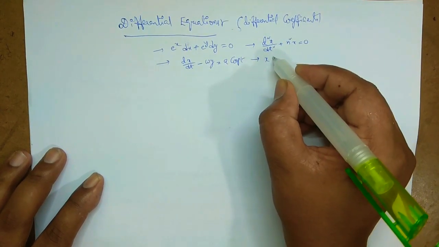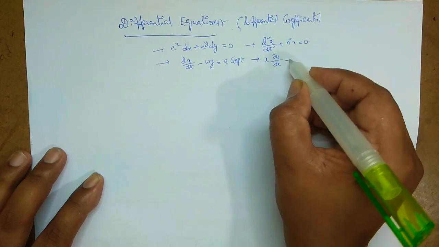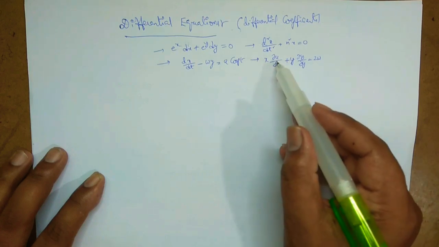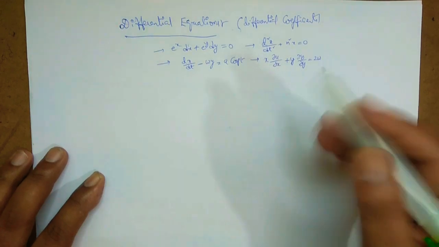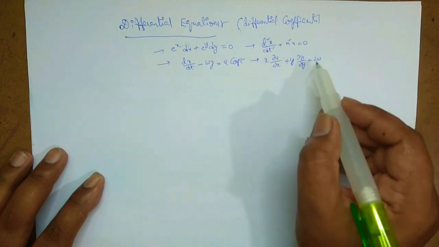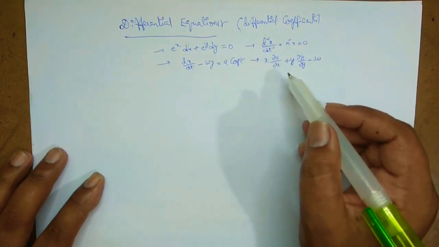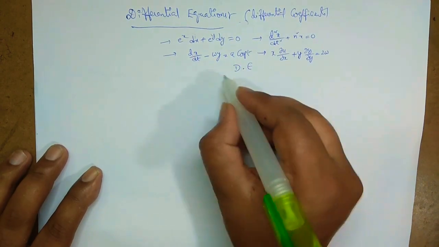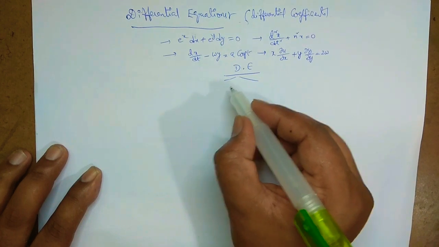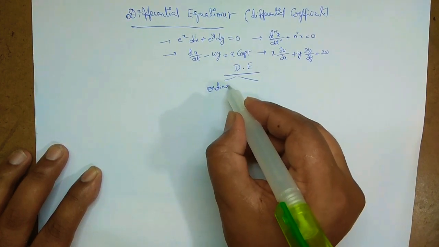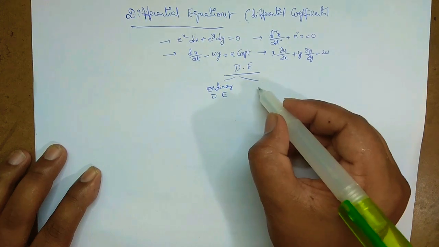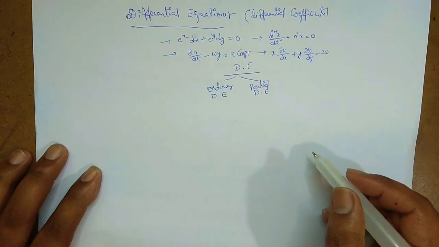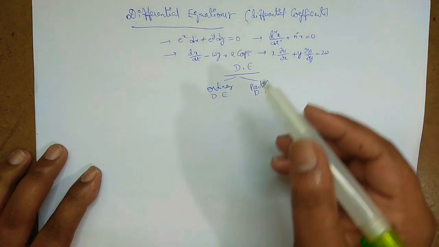One more example, x ∂u/∂x plus y ∂u/∂y equals 2w. Here the ∂ is the indication that the differential equation is a partial differential equation but not an ordinary differential equation. Generally the differential equations, DE, are divided into ordinary differential equations and partial differential equations.